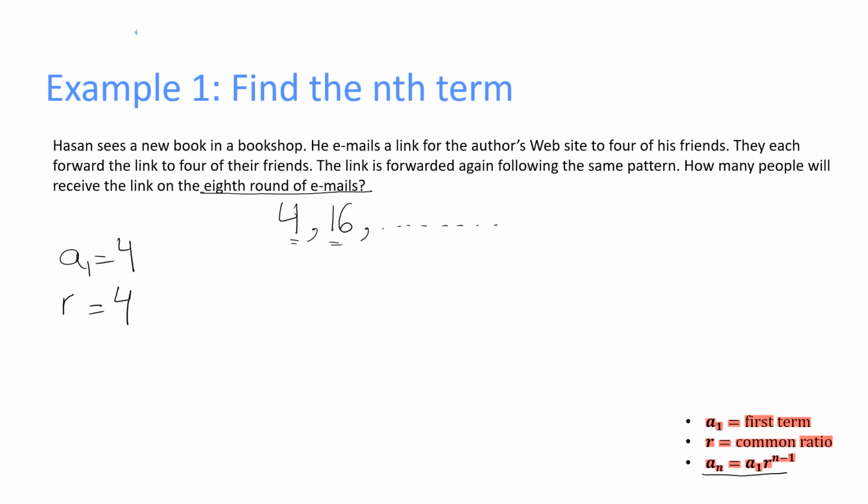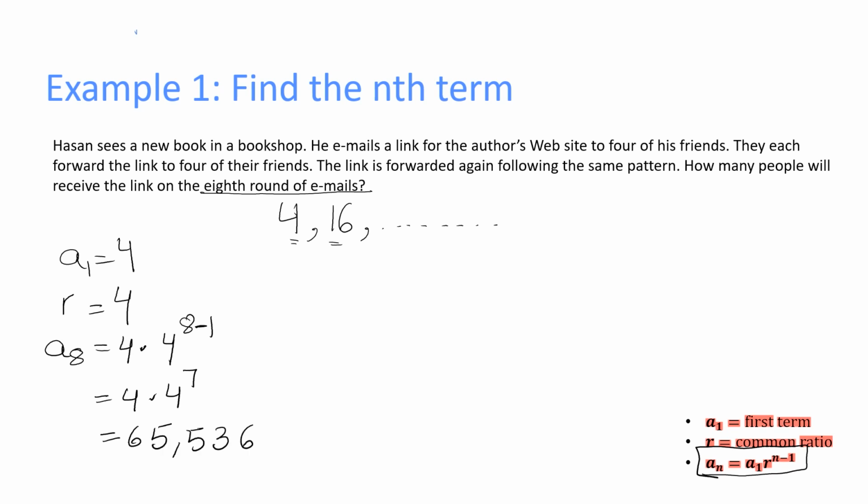Next, we write the formula for the 8th term of the sequence. So we will have a8 equals a1, which is 4, times r, which is again 4, to the power n minus 1. So n here is 8, so this will be 8 minus 1. So we will have 4 times 4 to the power 7, which will give us 65,536. So on the 8th round of emails, 65,536 people will receive the link.